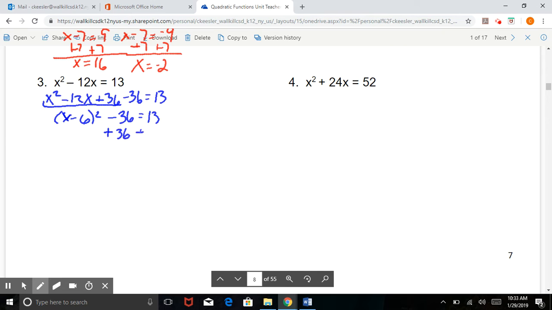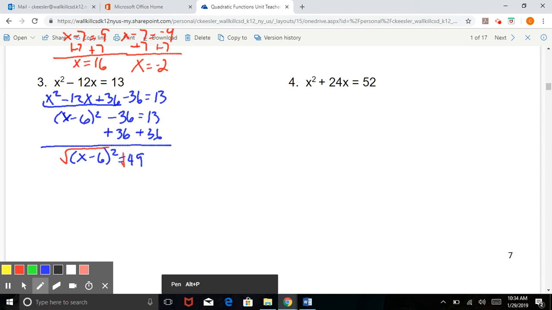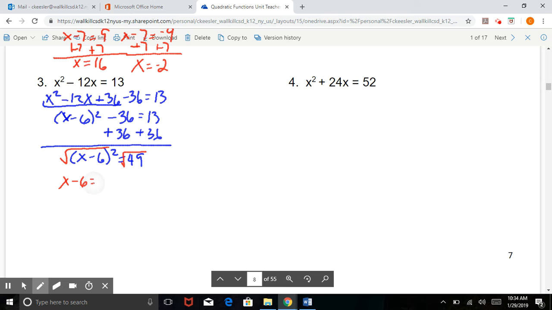Add 36 to both sides, and we get x minus 6 all squared equals 49. Take the square root. So x minus 6 equals positive 7, or x minus 6 equals negative 7. Remember again that it's really important that you have both of those answers, 7 and negative 7. Add 6 to both sides, and x equals 13. Add 6 to both sides, and x equals negative 1. So our two solutions are 13 and negative 1.